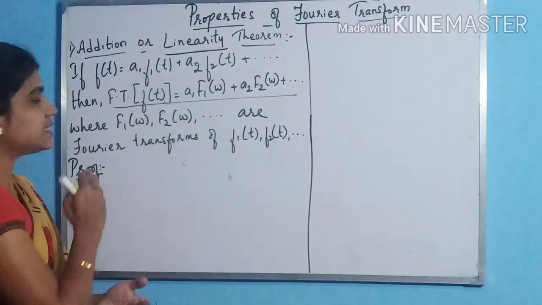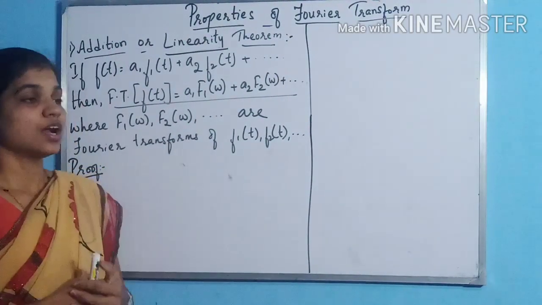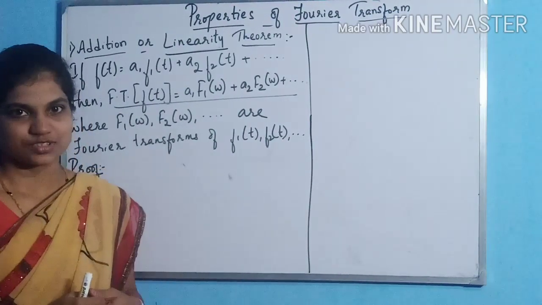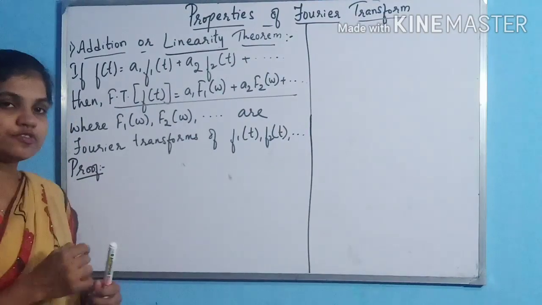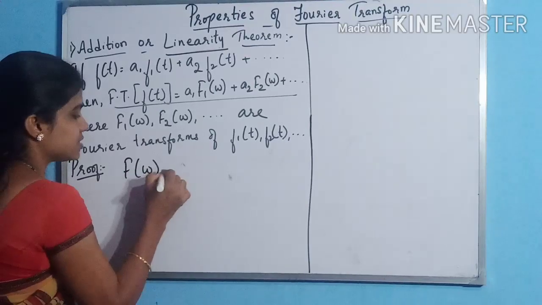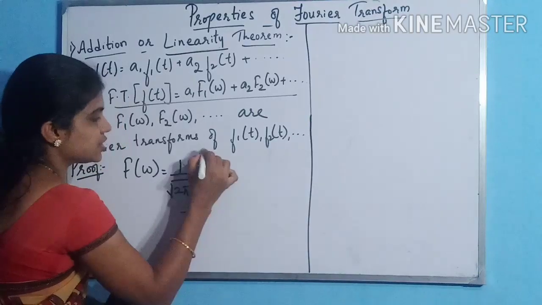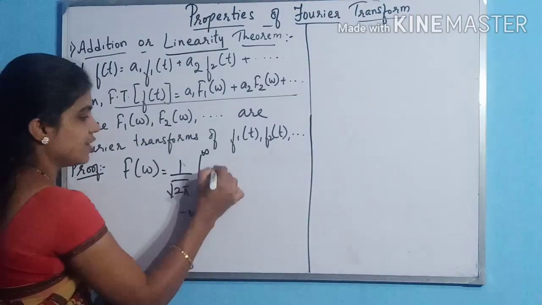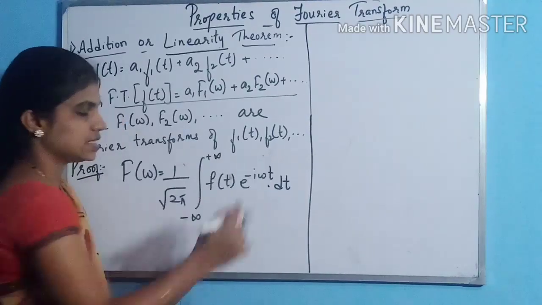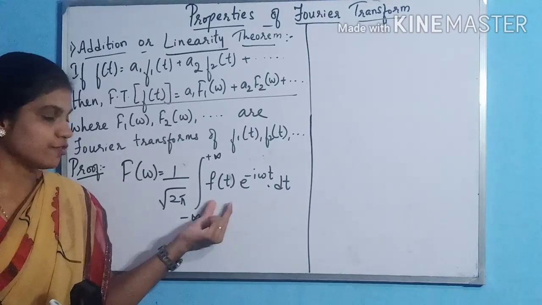Alright. So now let us prove this. To prove we have to start with the LHS, or before that we have to start with the definition of Fourier transform. So what is the definition of Fourier transform? Fourier transform F of omega is equal to 1 by root 2 pi, integral from minus infinity to plus infinity of f of t e raised to minus i omega t dt. So this is the definition of Fourier transform of a function f of t.